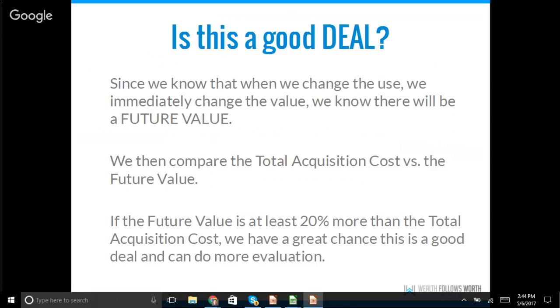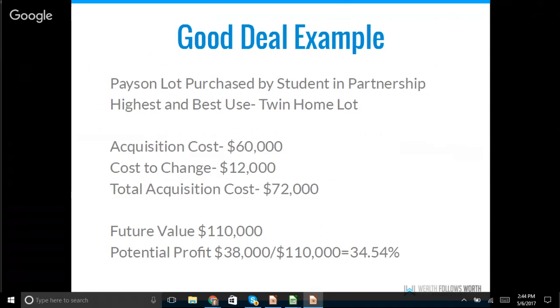So let me give you two quick examples that I think will help make this make more sense. Here's a Payson lot that one of my students purchased. I'm in a partnership with a couple of students on a couple of properties down in Payson. We found a piece of property. It was just a building lot, and we knew in that area that the highest and best use was not a building lot. It in fact was a twin home lot.